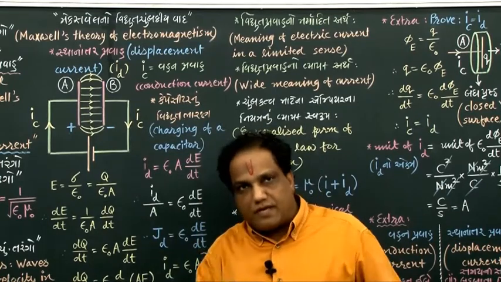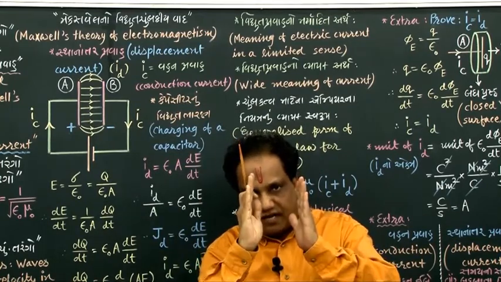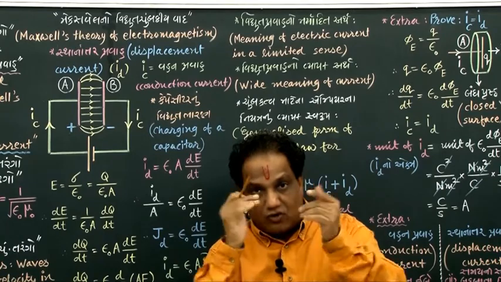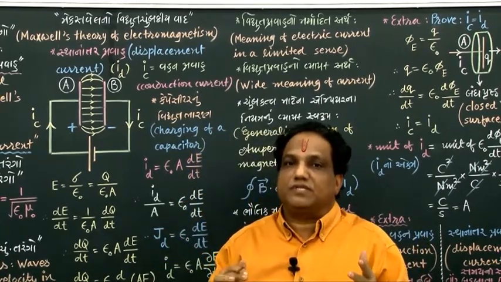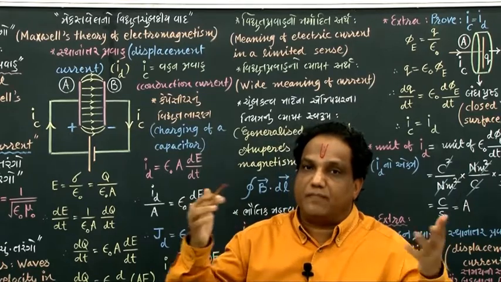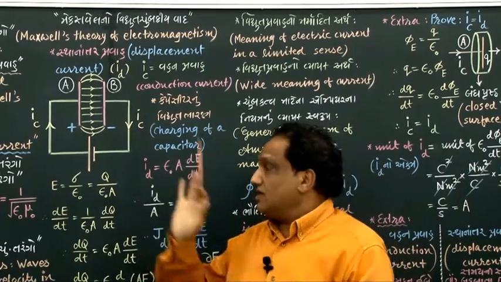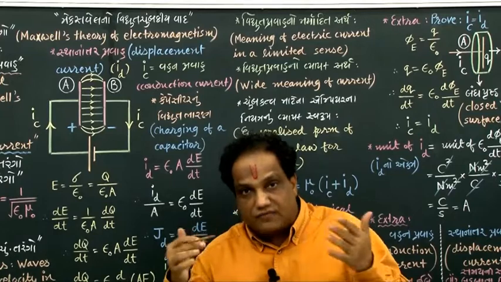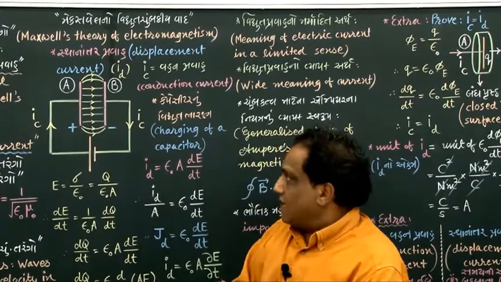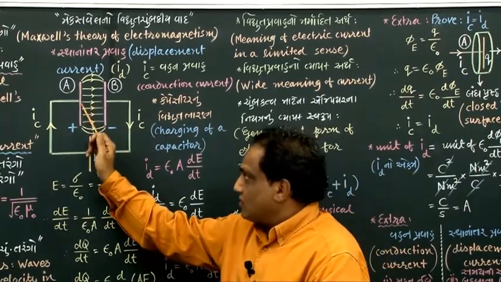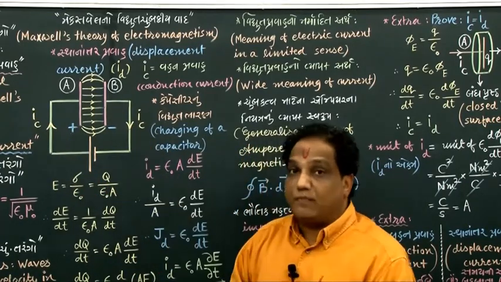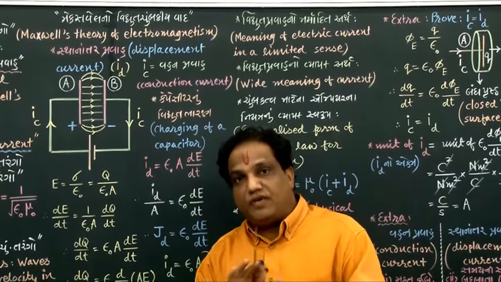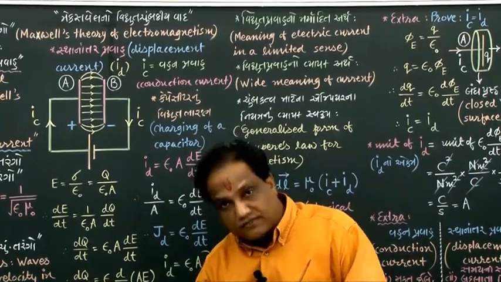I mean to say, positive charge on plate A and negative charge on plate B will go on increasing with time, which means the process is said to be charging of a capacitor. So right now this capacitor is getting charged up. Now if electrons are flowing this way, then in just the opposite direction we think of electric current.